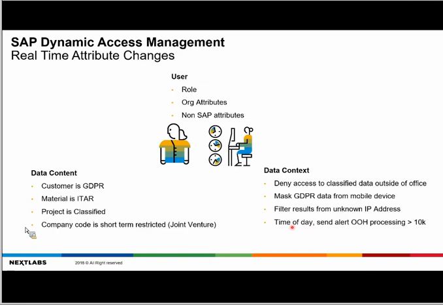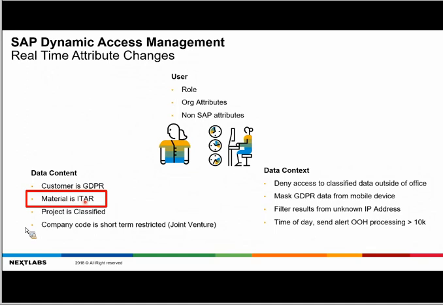Is it outside office hours? Is it on a mobile device? Is it an unknown IP address? Time of day as well. Is it the weekend? Why is someone trying to post invoices at midnight on a Sunday? It may be month end, but outside of that, it could look suspicious. So you could deny access there.